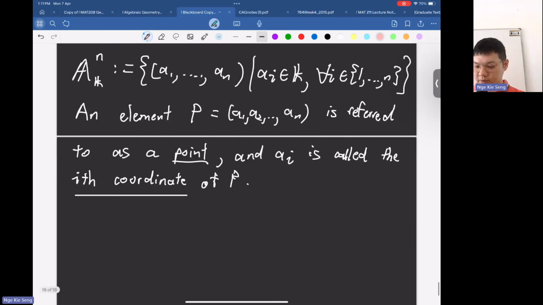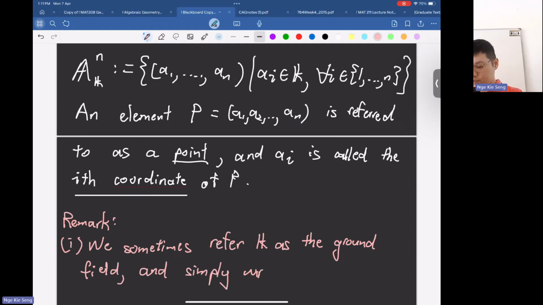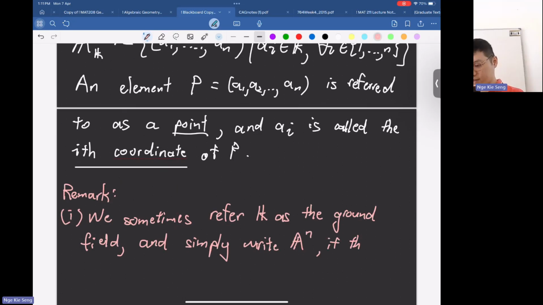I want to put a remark here. Sometimes if the field is understandable, we know what field we are using, we will just ignore it, and we refer to this field as the ground field. So this K is the ground field, the numbers we're using. And we will simply write bold A to the power n, if we already know what field we are using. Otherwise you need to always keep asking yourself what field we are using.